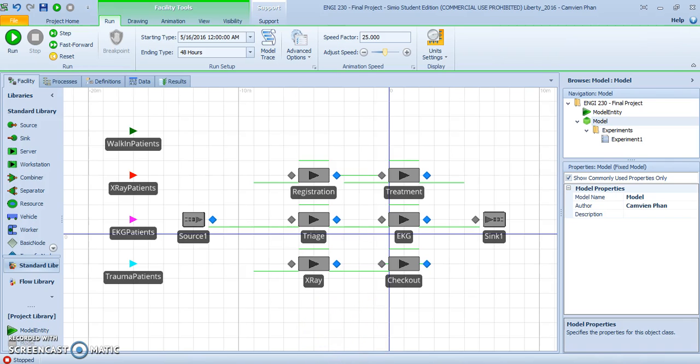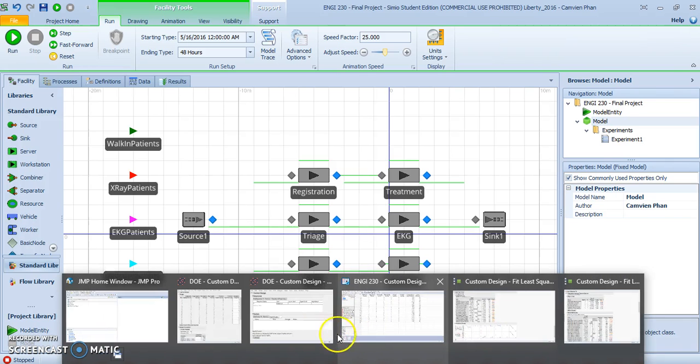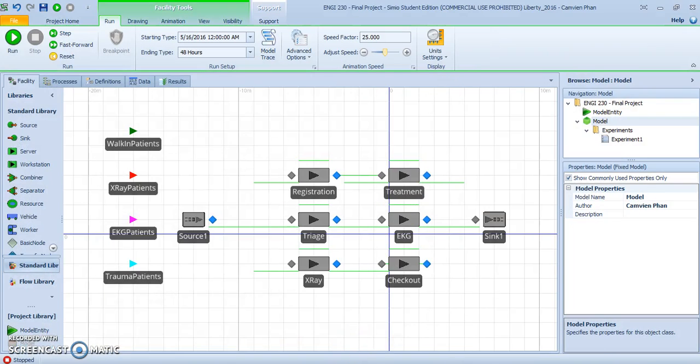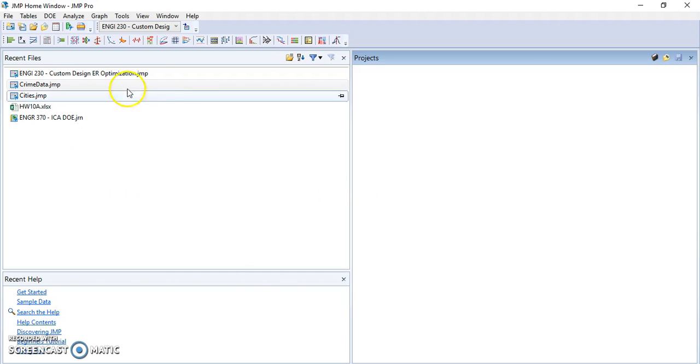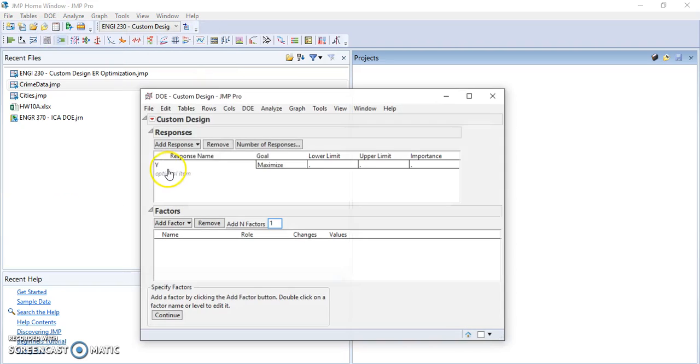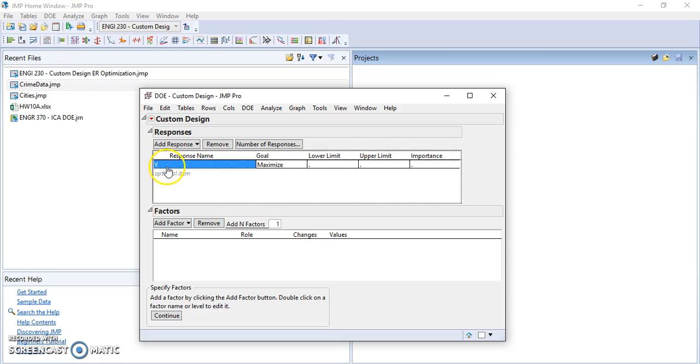How I'm going to do that is in JMP. Let's start from the beginning. This is what you have when you open up JMP. I would go into DOE, Design of Experiments, and click on Custom Design. I have 2 output variables that I want to minimize: time in system, and cost.